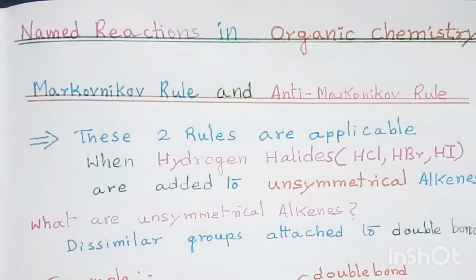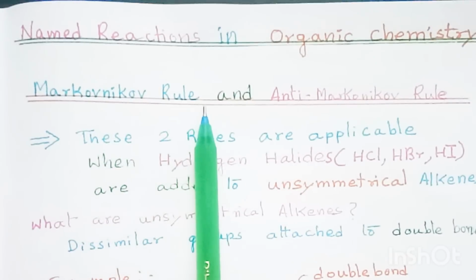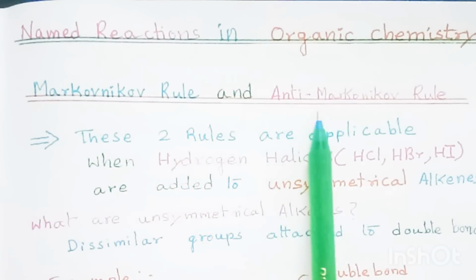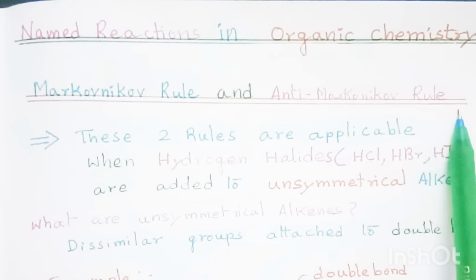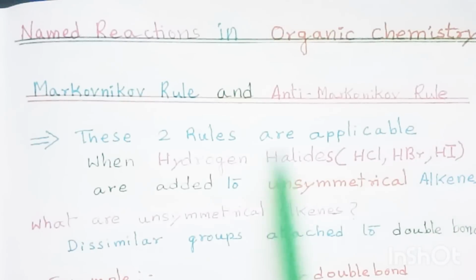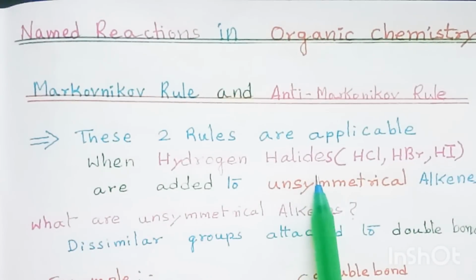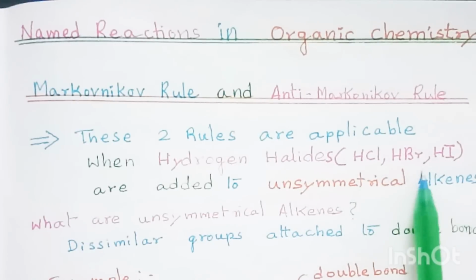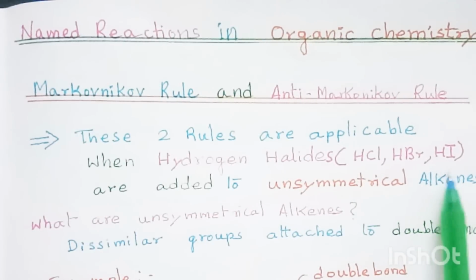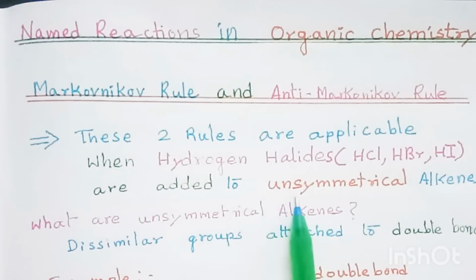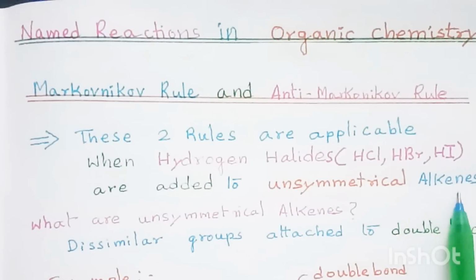Today we shall learn about another named reaction in organic chemistry, that is Markovnikov rule and Anti-Markovnikov rule. These two rules are applicable when hydrogen halides HCl, HBr or HI are added to unsymmetrical alkenes.